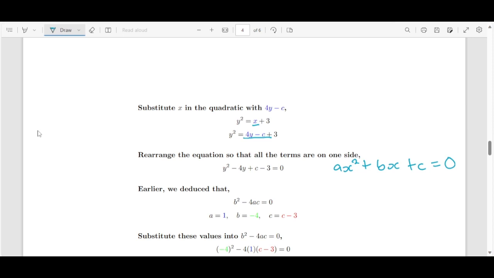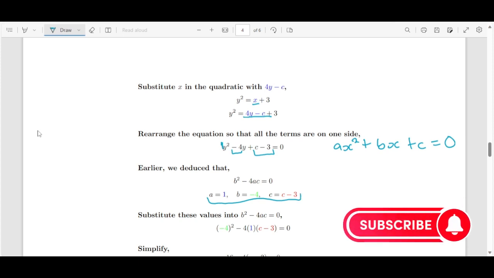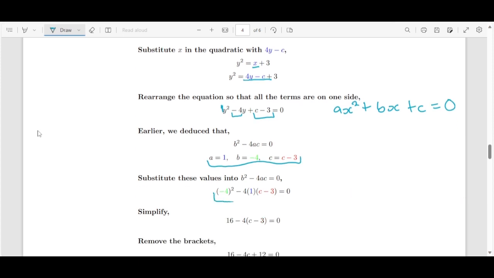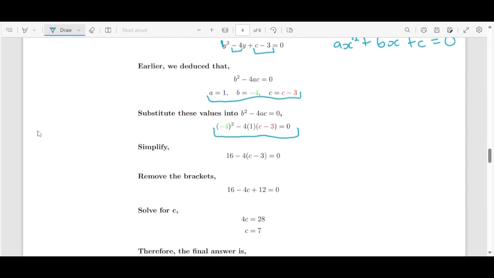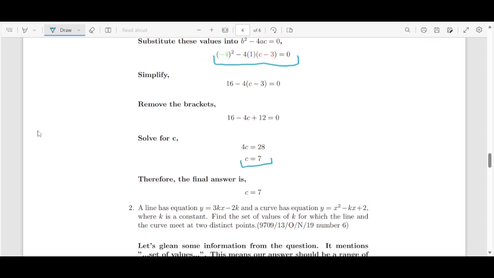So in this case, we can tell that our a here is 1, and then our b is -4, and c in this case is c minus 3, which is all highlighted here. We can now substitute that into the discriminant, and you simplify. You should end up with c equals 7. So therefore, c is equal to 7.